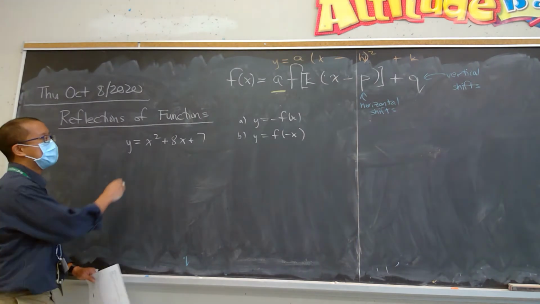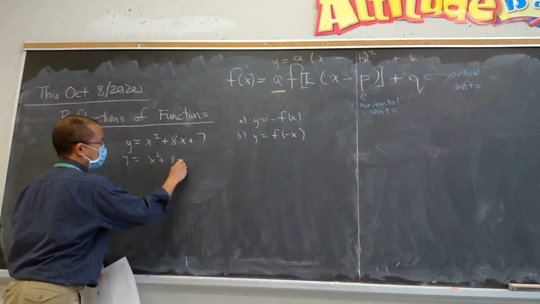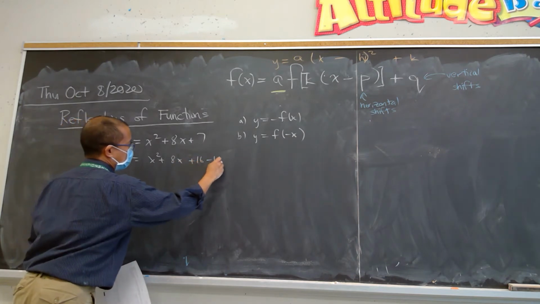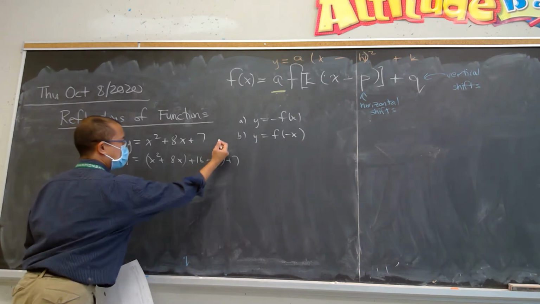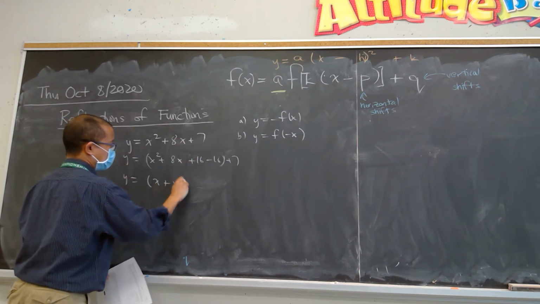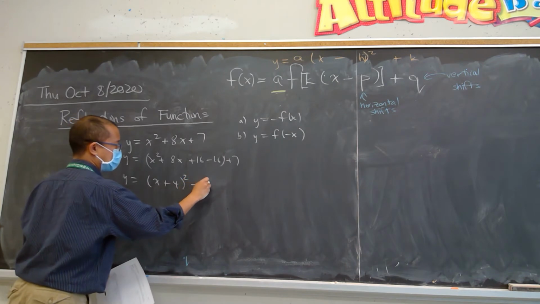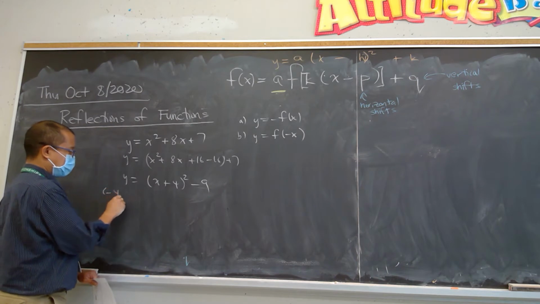Do it. x squared plus 8x plus 16 minus 16 plus 7. x plus 4. x plus 4 squared minus 9. So the vertex is? Negative 4, negative 9.